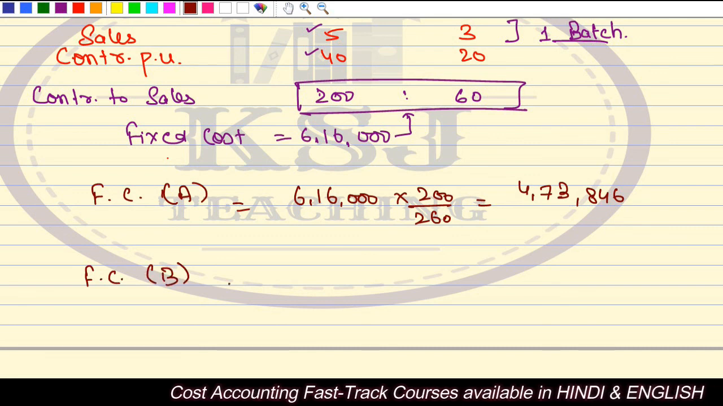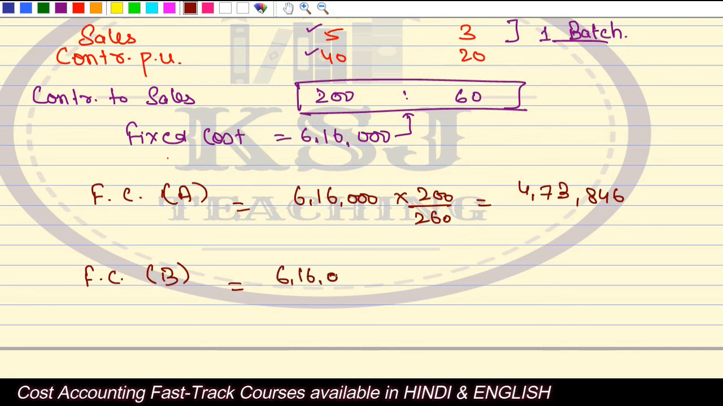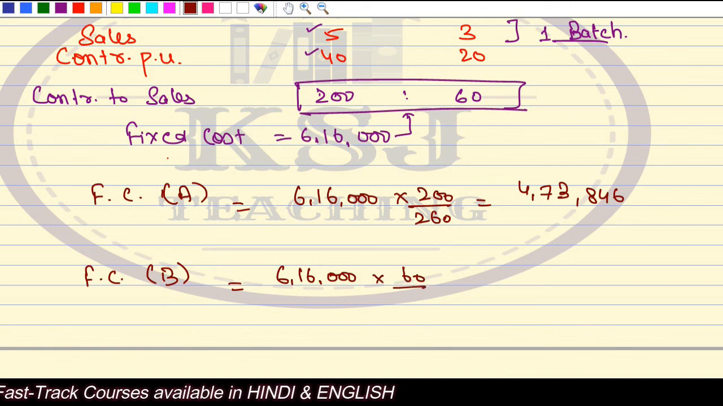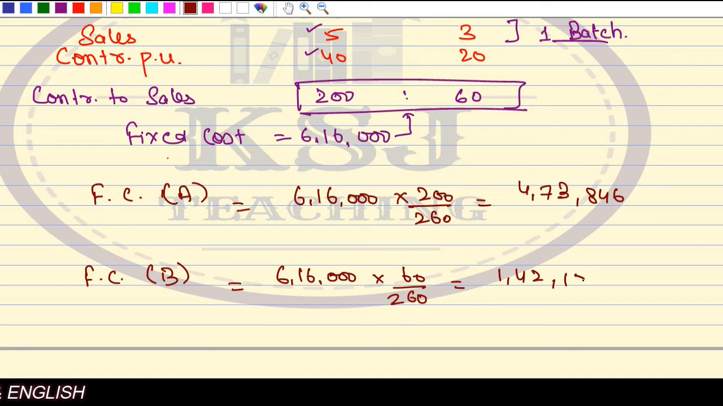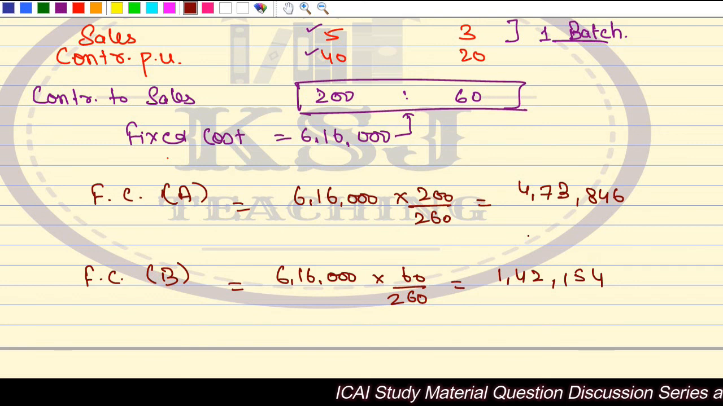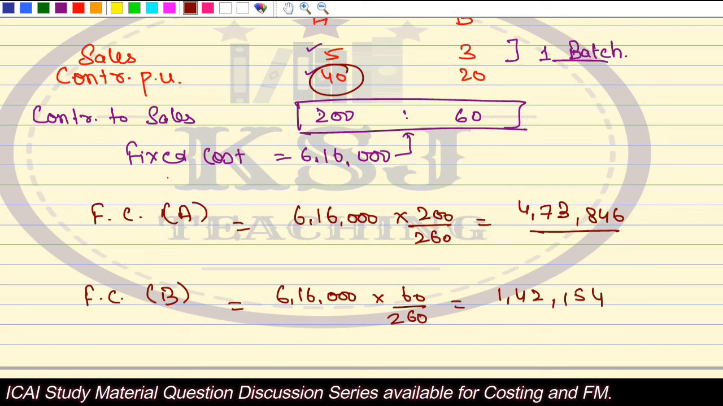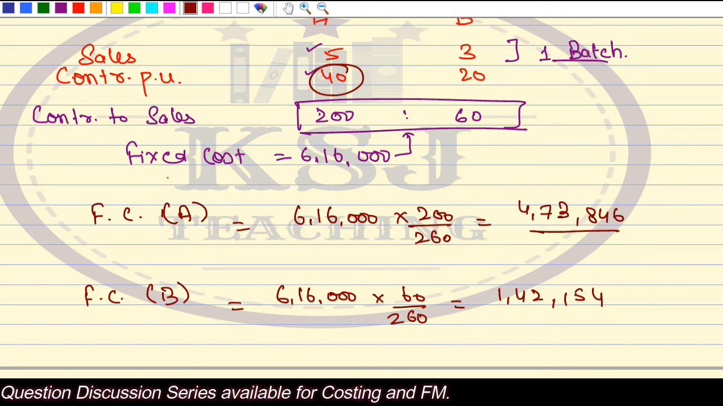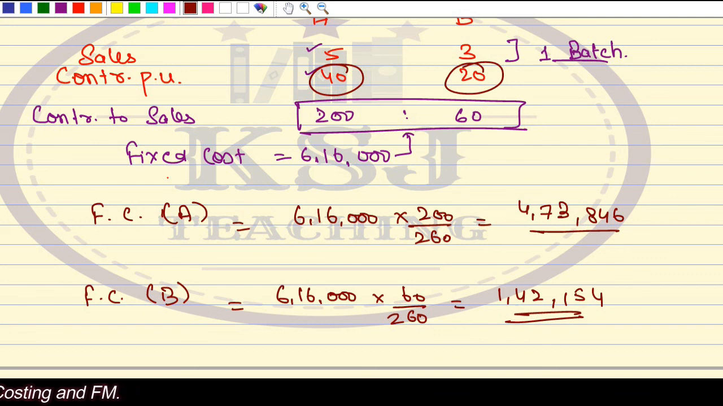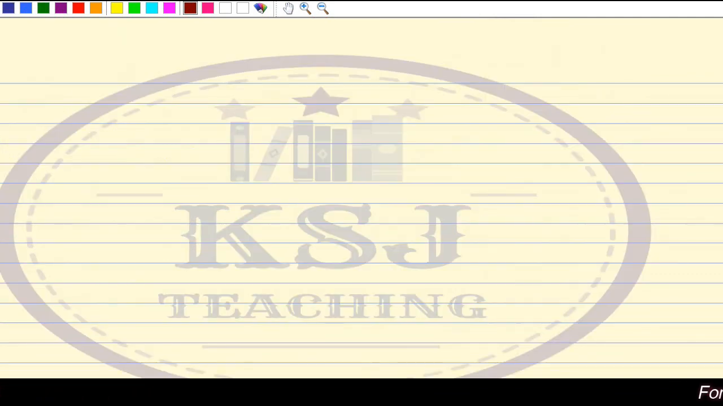Fixed cost for B is 6,16,000 multiplied by 60 divided by 260. That comes to 1,42,154. Now you need to calculate the break-even point. For break-even point, you need the fixed cost and contribution per unit. Sir, fixed cost for A is available and contribution per unit for A is available, 40 rupees. Fixed cost for B is available, contribution for B 20 is available. So you can calculate the break-even point.